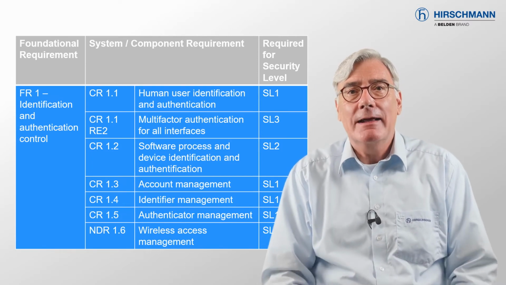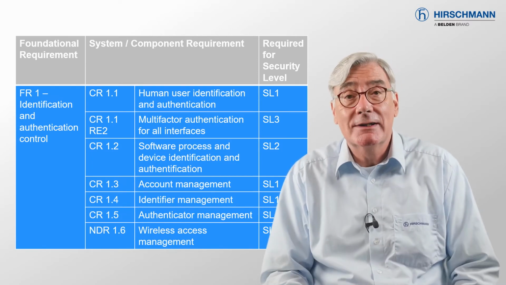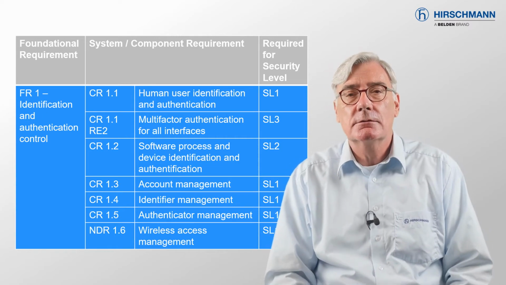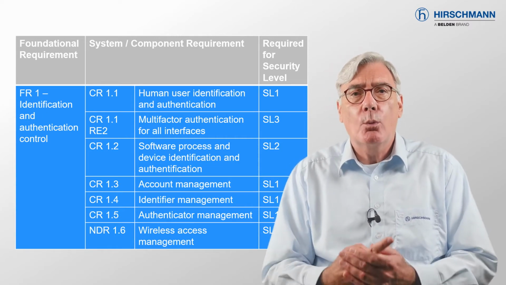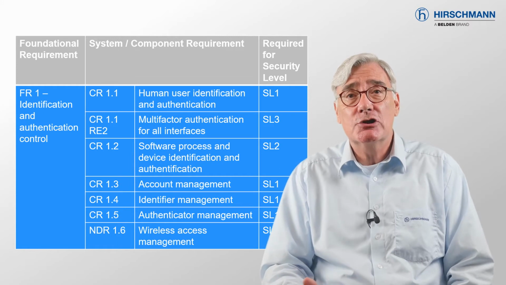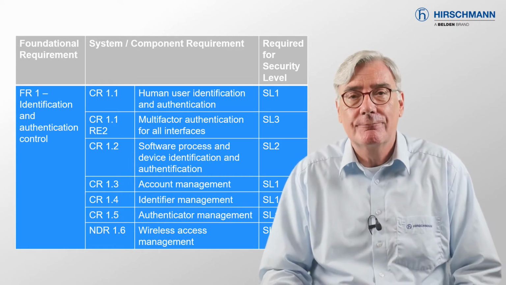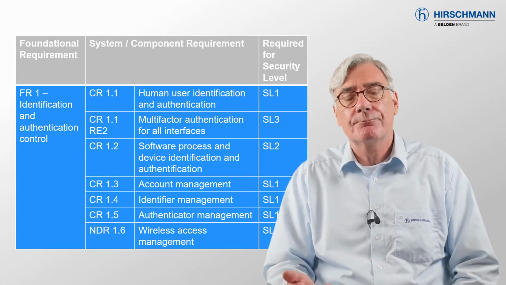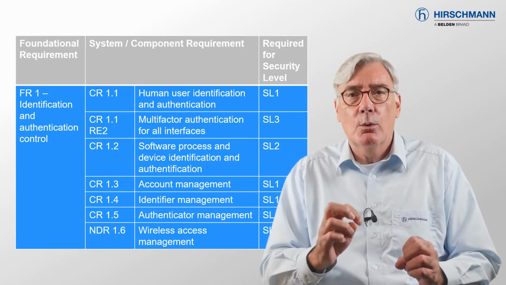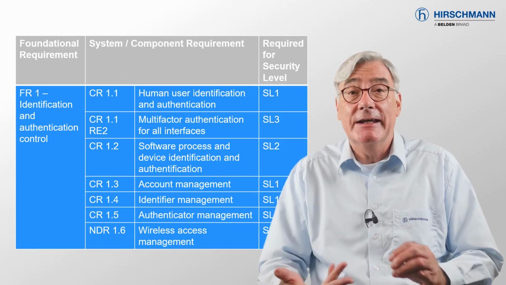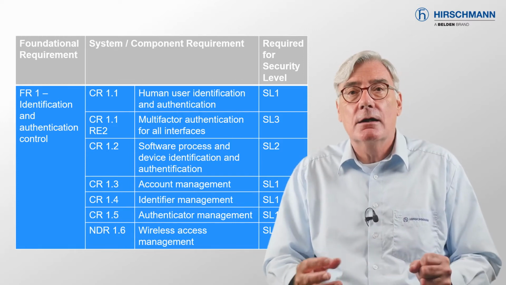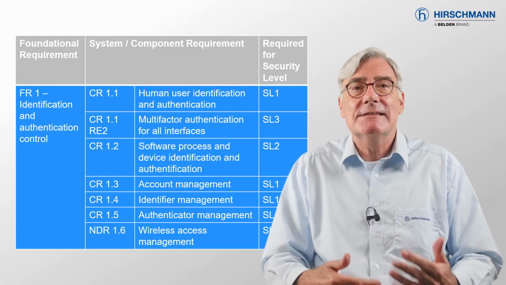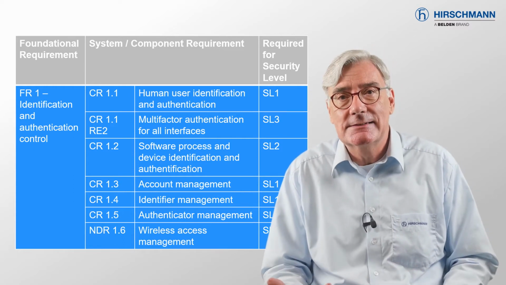Let's look at a real example of component level requirements. Foundational Requirement 1 covers identification and authentication. At a component level, there are multiple requirements. For example, CR 1.1, which governs the identification of people, and CR 1.2, which covers the identification of devices.